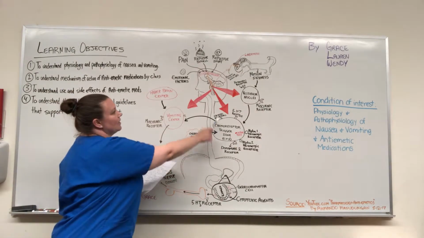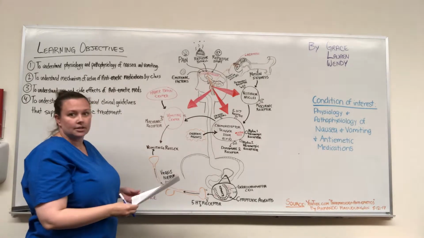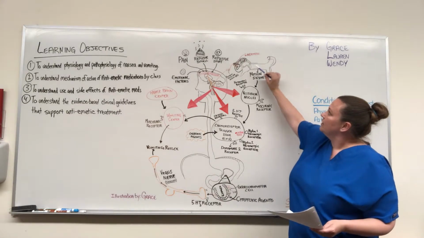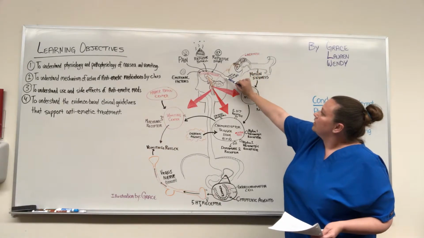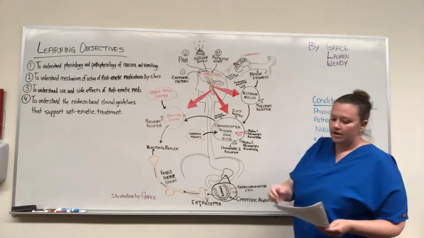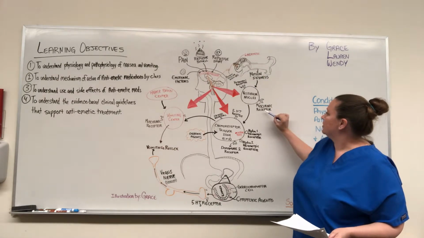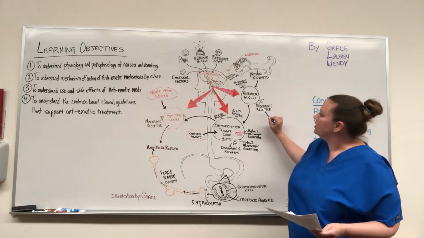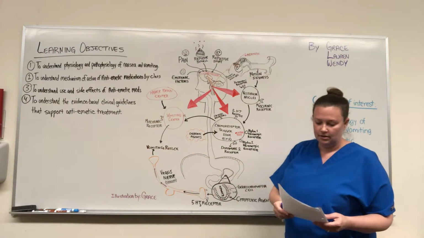The CTZ is outside of the blood-brain barrier, which means that it's more permeable to cytotoxic agents such as chemotherapy. In conditions such as motion sickness, the inner ear or the labyrinth is triggered, which triggers the vestibulocochlear nerve or the cranial nerve 8, which then triggers the vestibular nuclei. The vestibular nuclei contains histamine 1 receptors and muscarinic receptors. Again, when the muscarinic receptors are triggered, the vomiting center is triggered and vomiting occurs.